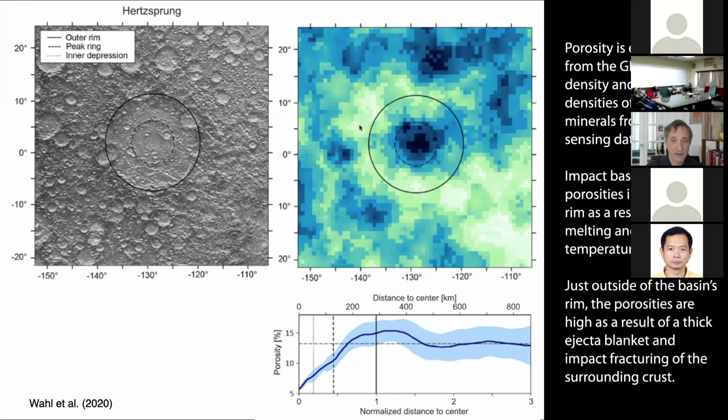And a second thing is that when you form the crater, there's going to be a shock wave that passes through the crust, and this shock wave can fracture the pre-existing crust. So it's a combination of these two factors that give rise to these high porosities that are found close to the crater rim.